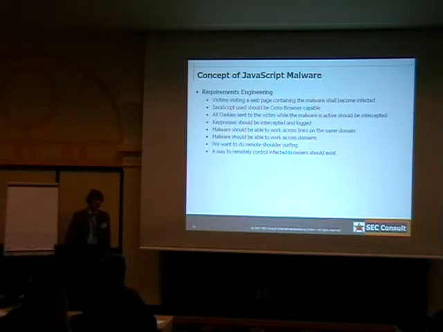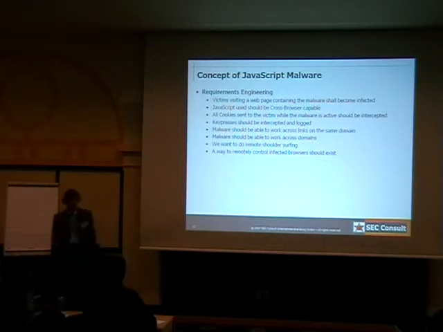Of course, we want to do remote shoulder surfing. That means that, with shoulder surfing, someone is surfing in his browser and you're looking over his shoulder at what he's looking at, perhaps reading his emails. You should be able to do this with JavaScript malware too, but not only a couple of centimeters behind him, but rather a couple of 100 kilometers away via cross-site scripting or JavaScript. And finally, it should be possible to remotely control infected browsers.